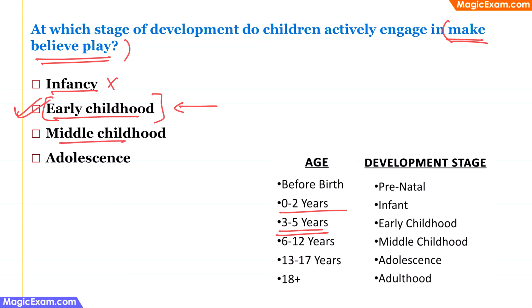Middle childhood is 6 to 12 years. At this stage, children are quite grown up, and adolescence is 13 to 17 years. Therefore, in middle childhood and adolescence, children very rarely engage in make-believe play. Therefore, early childhood is the correct answer here.